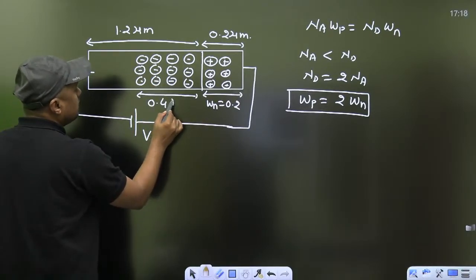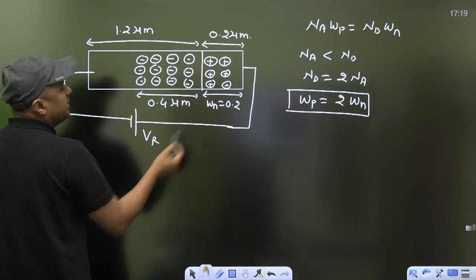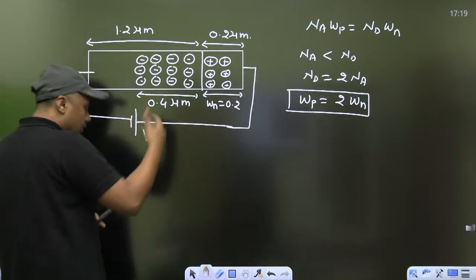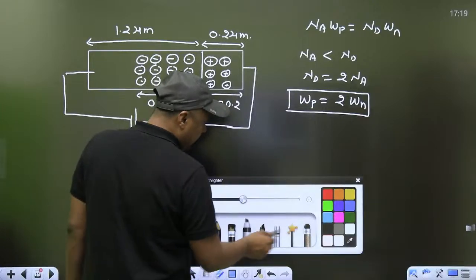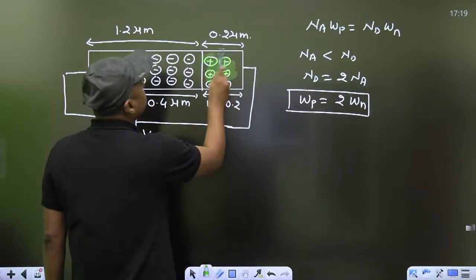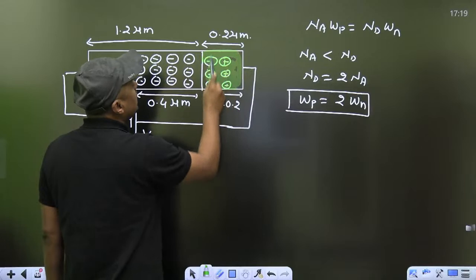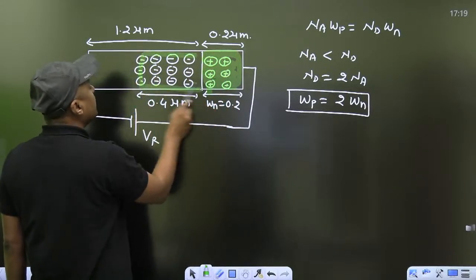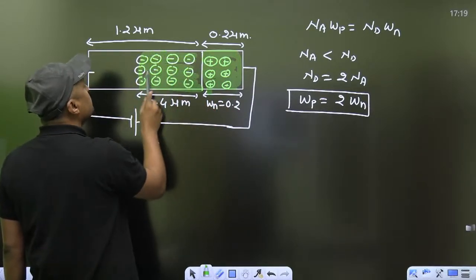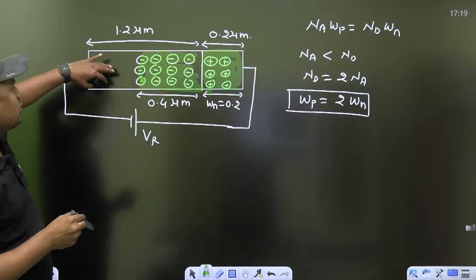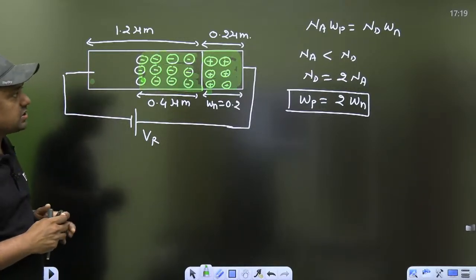0.4 times of 0.4 micrometer. Yes, it is possible. So one area is completely depleted. This area is completely depleted, and this is depleted up to this point. But again, 0.4 micrometer is depleted. Remaining what? 8.8 micrometer is here. Okay. Now, yes, it is possible.